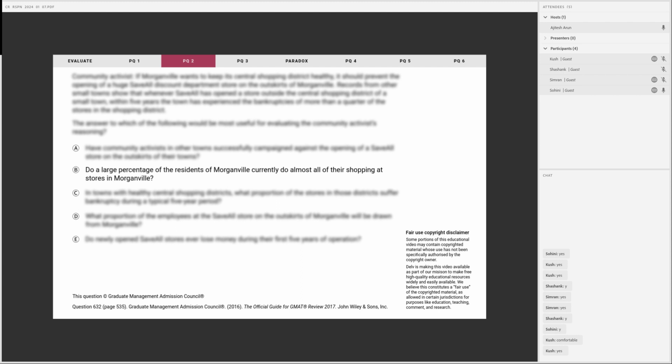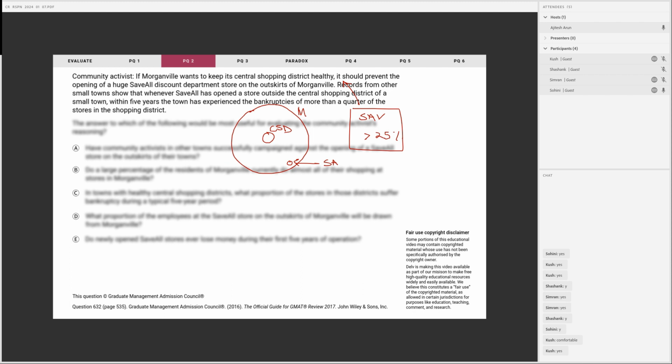Right. And the second thing over here, and this is where I feel a lot of people make a mistake. If you go back to the stimulus, what you will see about the Save All discount store is that it's possibly going to open on the outskirts of Morganville. While reading the stimulus, some people make a mistake and think that this means Save All is not going to be inside Morganville. That's a mistake. Save All is going to be inside Morganville. Outskirts just means the places that are a little far away, closer to the edge or the border. It doesn't mean outside, it does mean inside. So that's a mistake that we should not make.